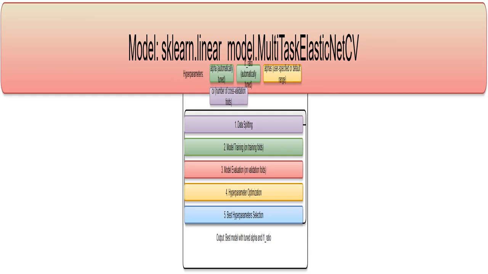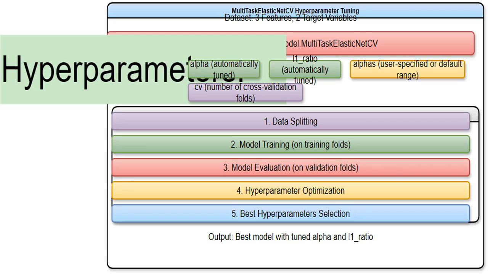I'm using a specific model from the Sklearn library called MultiTaskElasticNetCV. This is a fancy name for a type of regression that combines 2 regularization methods which help prevent overfitting of model to data. These are the settings I can adjust to fine-tune my model's performance. Think of them like knobs and dials that I adjust to improve the model's accuracy.